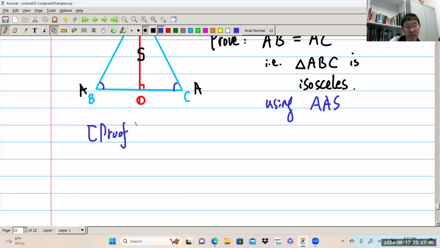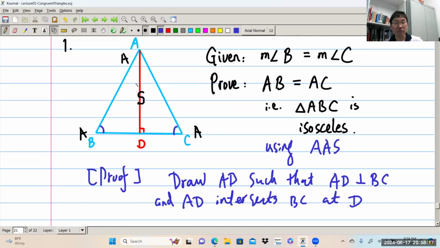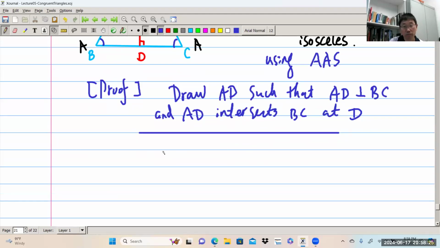First of all, I make this auxiliary line: draw AD such that AD is perpendicular to that BC side. Okay, and this D is called the perpendicular foot, right? So AD intersects BC at a point D. Basically that D is right here. Now I have two triangles. These two triangles are two right triangles now. Do you agree? Right triangles. So we can construct this two-column proof.